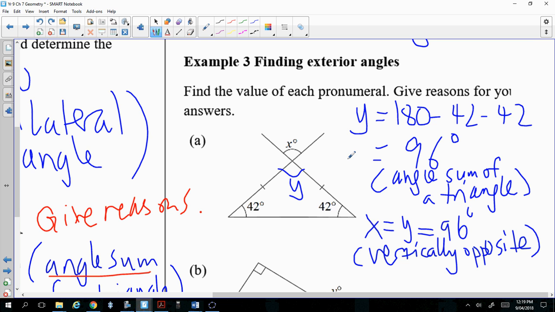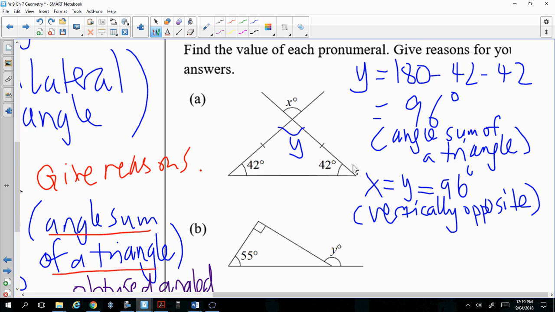How do you write vertically opposite? Vert op? Not really. We prefer not to use shorthand because it can be confusing. All right, next one.